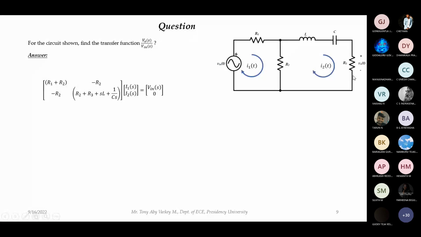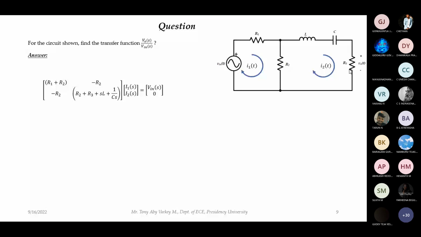Look into this part of the circuit. V output of t is equal to, what is the voltage across resistor R3? R3 into I2 of t. Correct. V output of t is R3 into I2 of t. So what is V output of s? R3 into I2 of s. Correct. So to find out the output voltage, we need to know I2 of s. We should know what is I2.